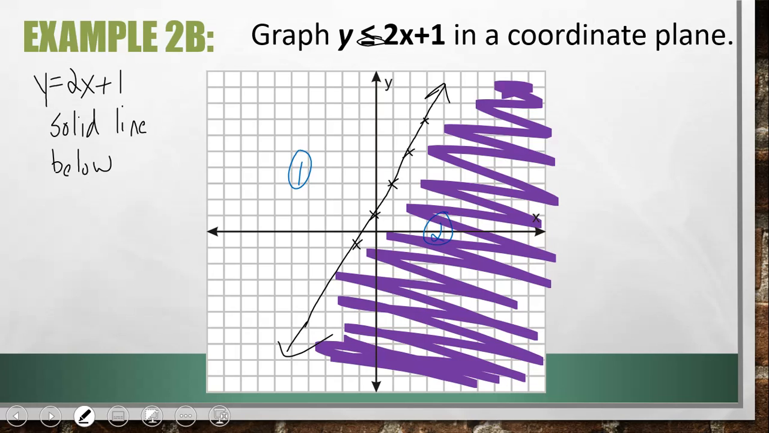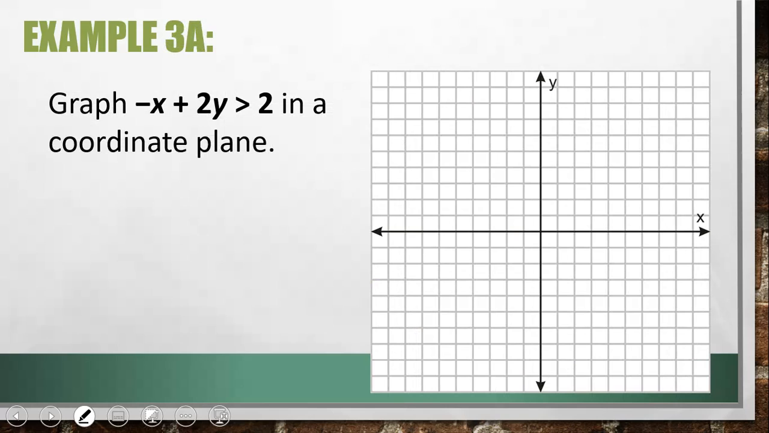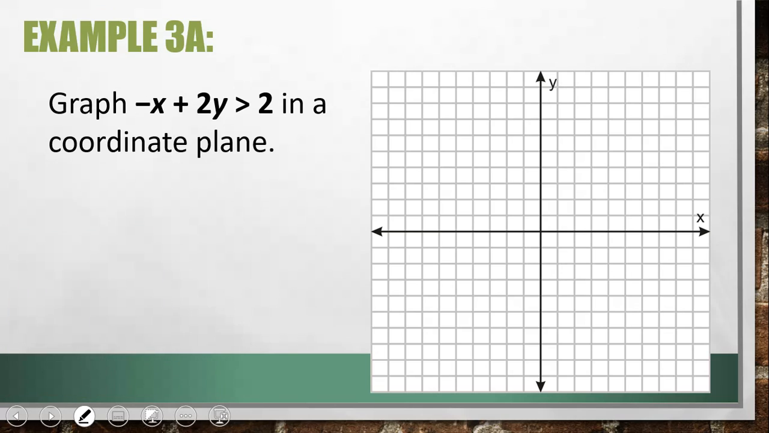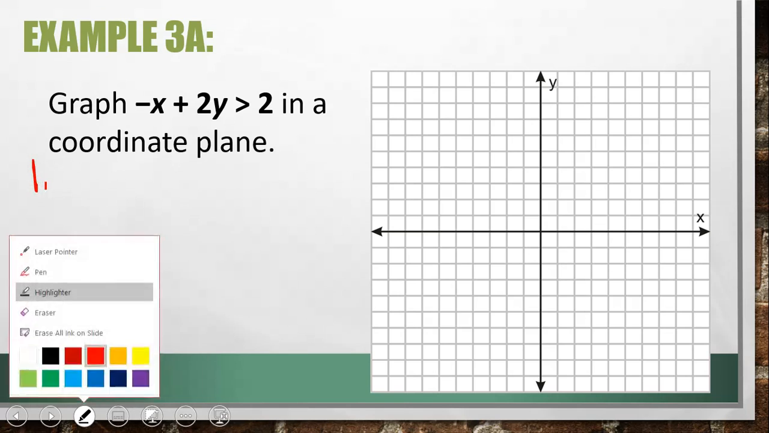Let's keep going. Graph negative x plus 2y is greater than 2 in the coordinate plane. Well, now in this particular case, my equation's not solved for y. So step 1, we have to solve this equation for y.